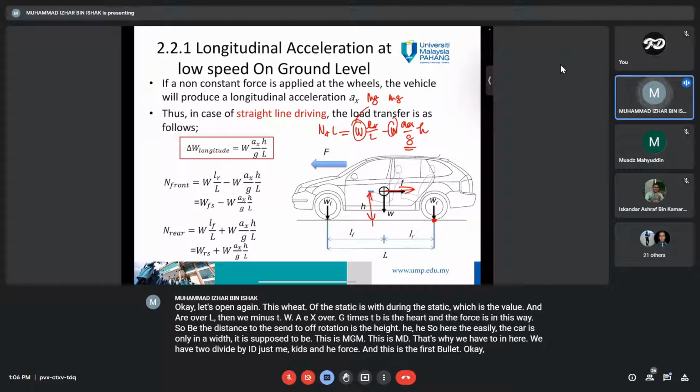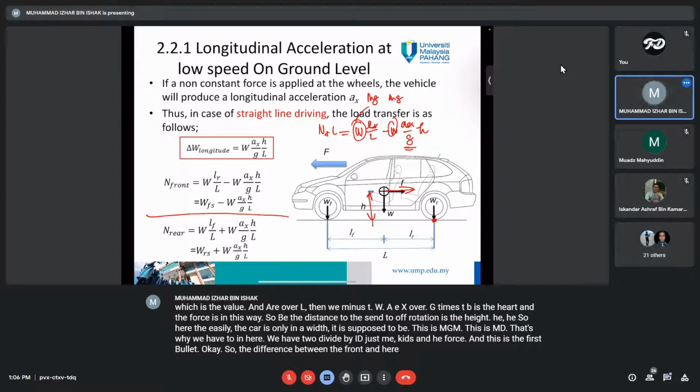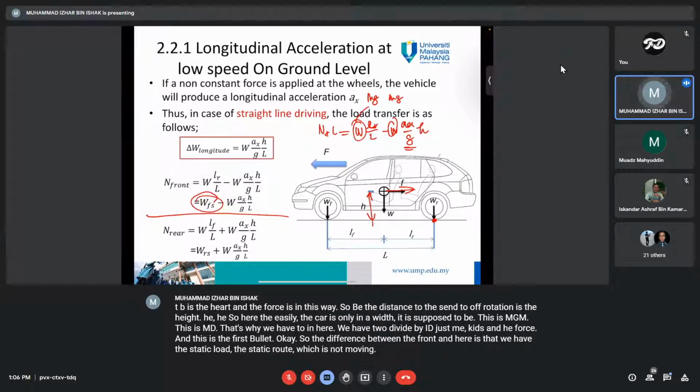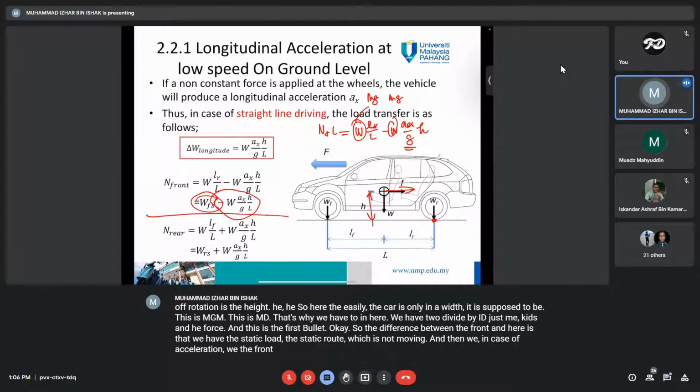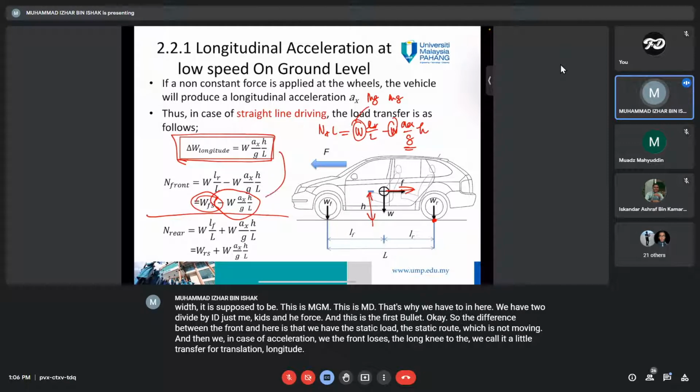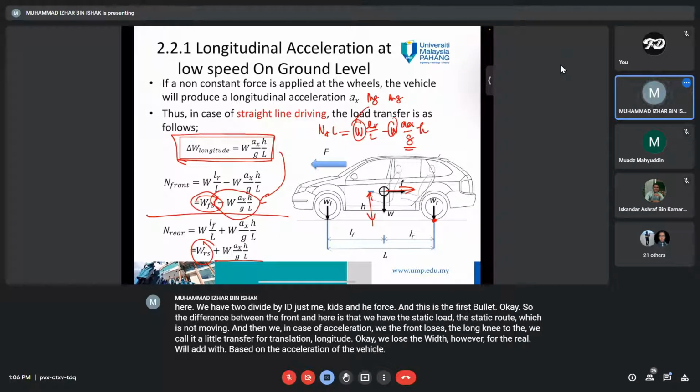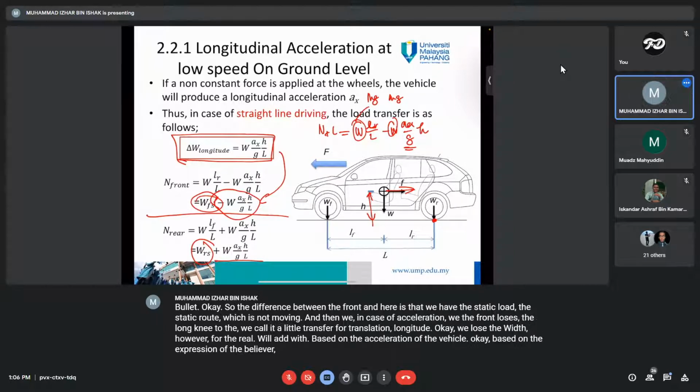Okay, so the difference between the front and the rear is that we have the static load, which is not moving. In case of acceleration, the front loses weight through longitudinal load transfer, however the rear adds weight, based on the acceleration of the vehicle. Can you understand?